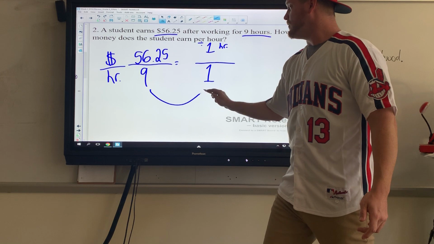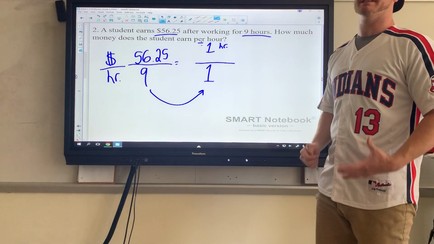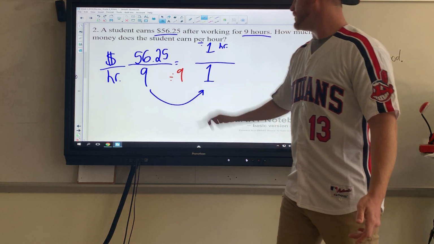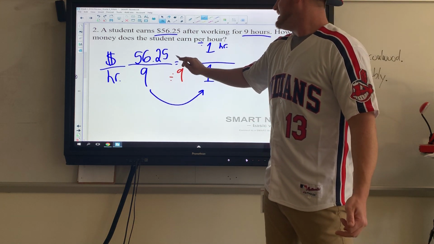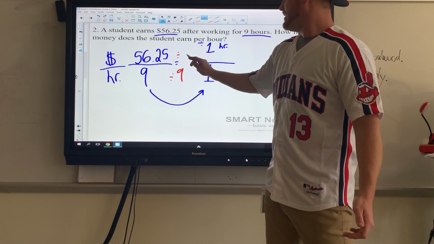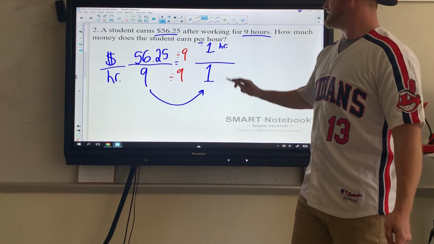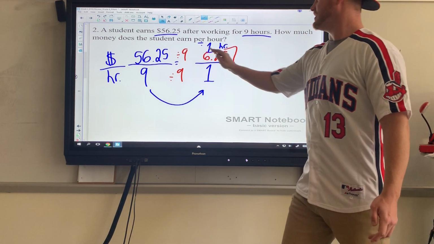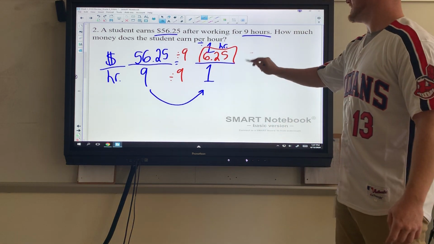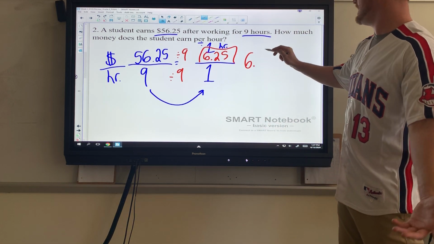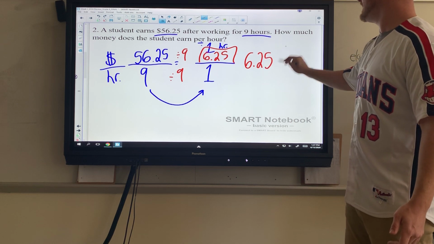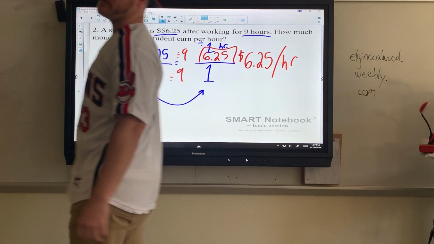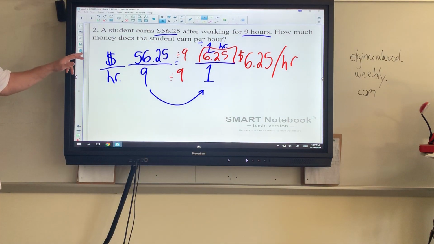To go from 9 to 1, to go from anything to 1, you just got to divide by itself. So 9 divided by 9 is 1. And 56.25, whatever the top and the bottom, divided by 9 gives us 6.25. Remember, just that numerator is going to be the answer. So you can say she makes, or he makes, $6.25 per hour. So your answer should have been 6.25 or $6.25 for that one.